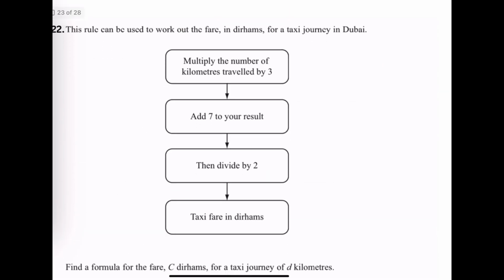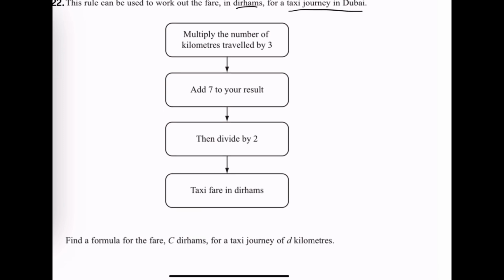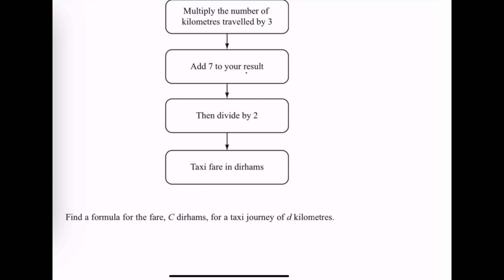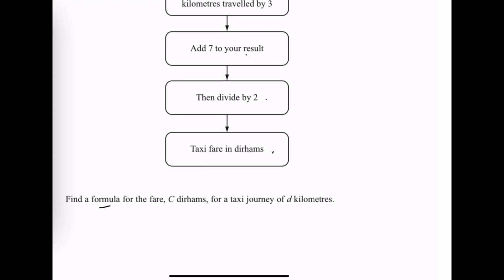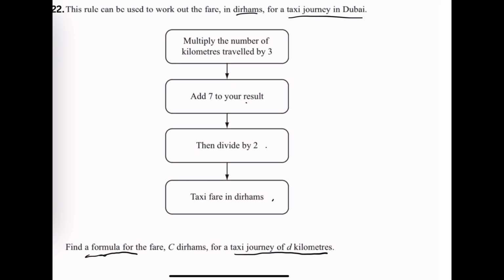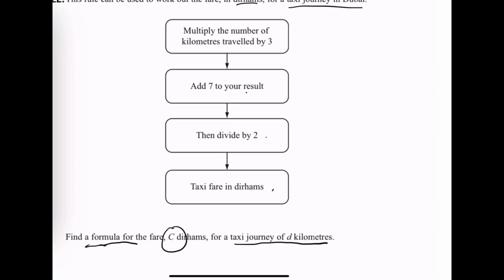Okay, so question 22. This rule can be used to work out the fare in dirhams for a taxi journey in Dubai. Multiply the number of kilometers traveled by 3, add 7 to your result, and divide by 2. That's the taxi fare in dirhams. So find the formula for the fare C dirhams in a taxi journey of D kilometers. So we need to find the fare. So we can say the fare over here is in dirhams. So we'll start with C. So what does C equal?